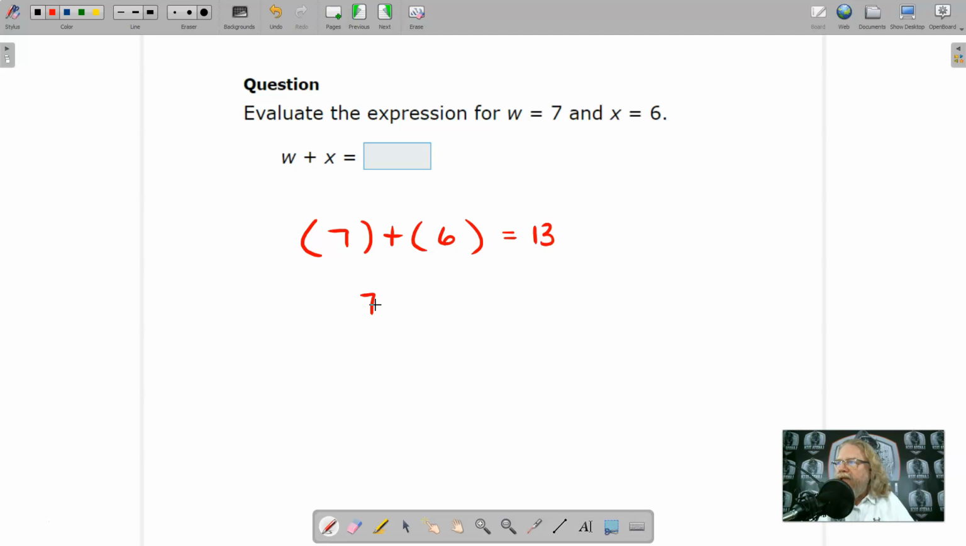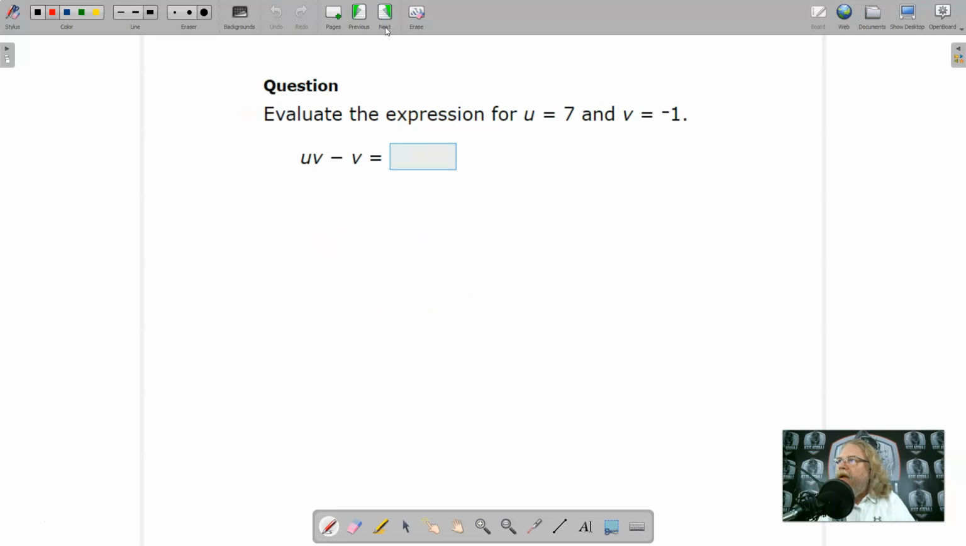Now most people would just say, okay, 7 plus 6 without the parentheses, and that's fine too on problems like this. However, we're going to get into some problems, as a matter of fact, the very next problem, where parentheses really help us keep our organization together so that we do indeed arrive at the correct answer. The next one says evaluate the expression for U equals 7 and V equals -1. The fact that this 1 is negative is why it's important to use parentheses to hold our values.